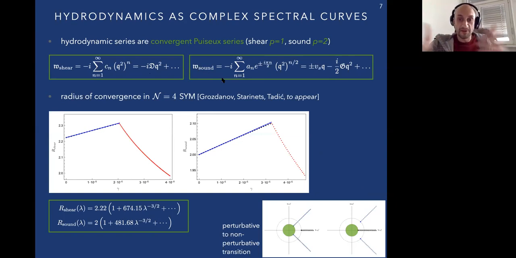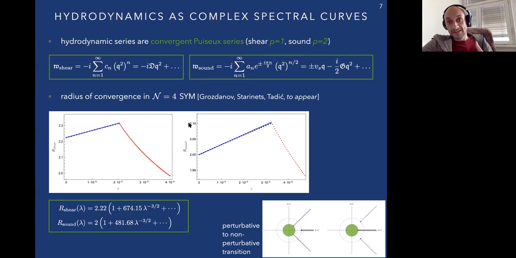Well, we know that there's this plus-minus business, right? So all of the structure, which term is imaginary, what has a plus, what has a minus, and what coefficients are real and what not, everything is determined directly by this Puiseux theorem. So these sound modes are Puiseux series in order 2 in q squared to the n over 2. Okay, and this is what they are.